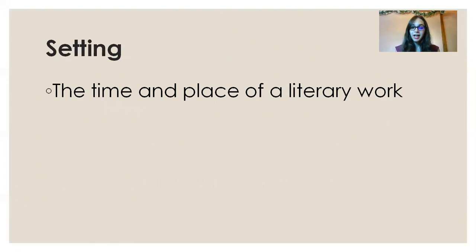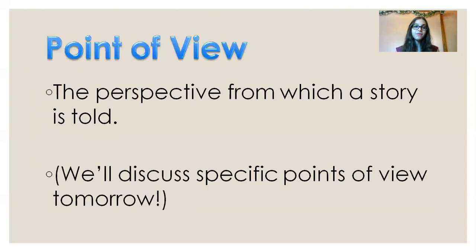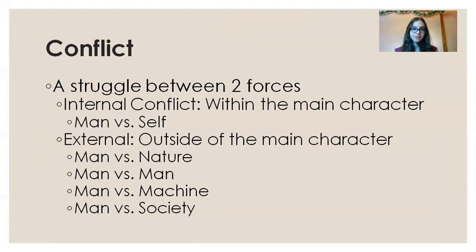The setting is the time and place of a literary work. Setting could also be how long a story takes place. So you have some short stories that take place in the span of an hour. You have other books that take place over 20 years. So think about the length of time, the time, and the place where a literary work happens. Oftentimes we may learn things about the time period, about the place in the world. These things can really impact the story, and most stories have settings. The point of view is the perspective from which a story is told. We'll discuss specific points of view in just a little bit.